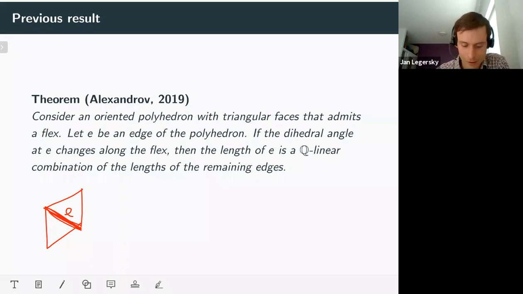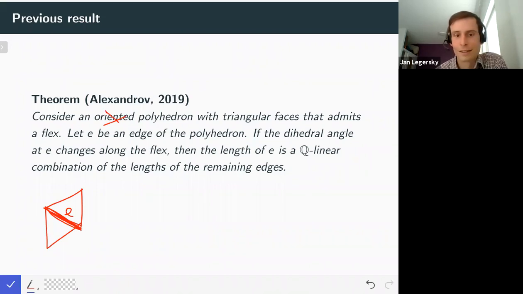So what we can do is that we can forget this assumption that the polyhedron is oriented. So for us, it works for any polyhedron. And we say much more about how this Q-linear combination of the lengths looks like. Namely, we really produce a zero-sum cycle.